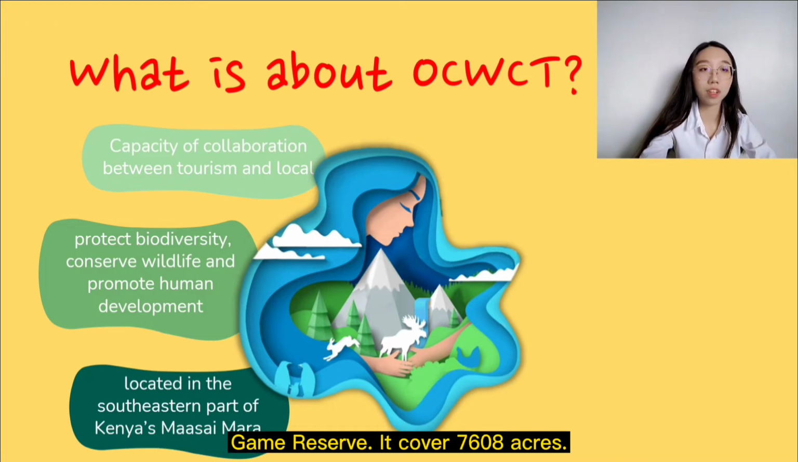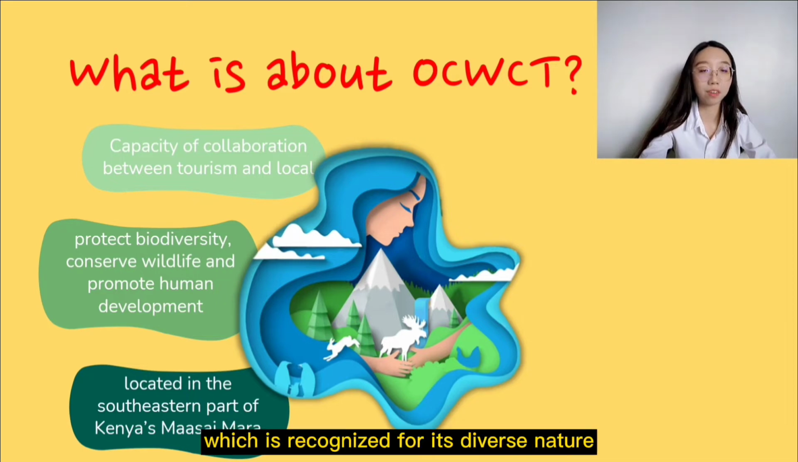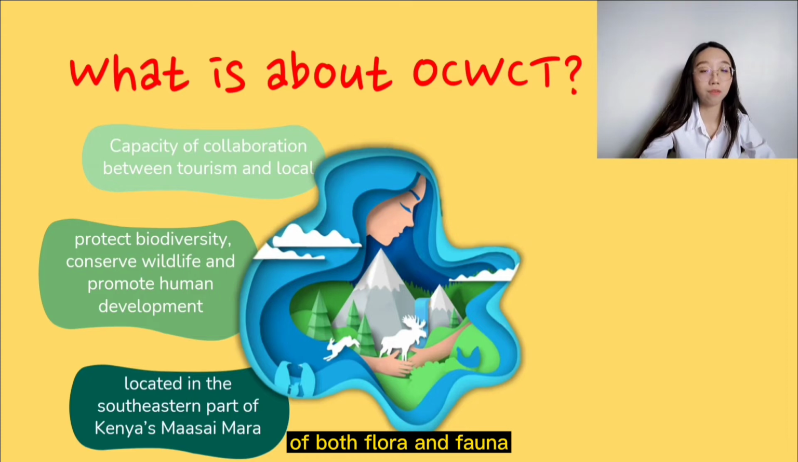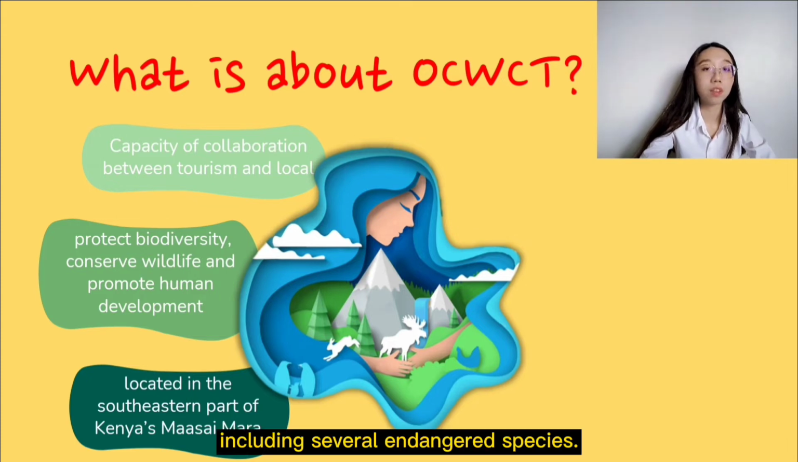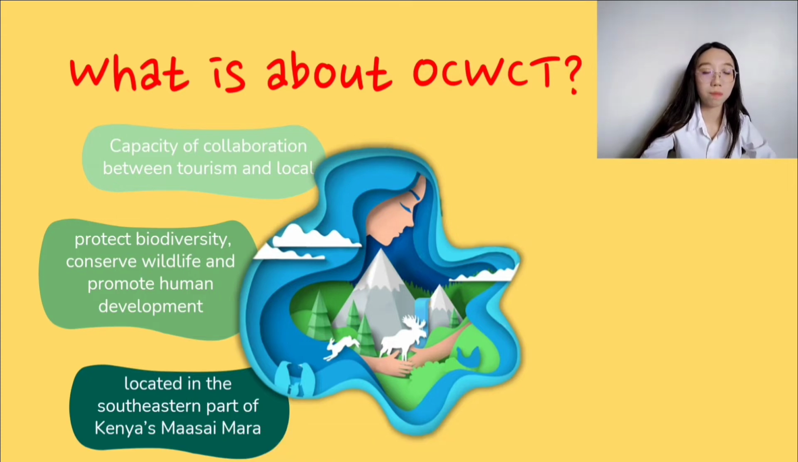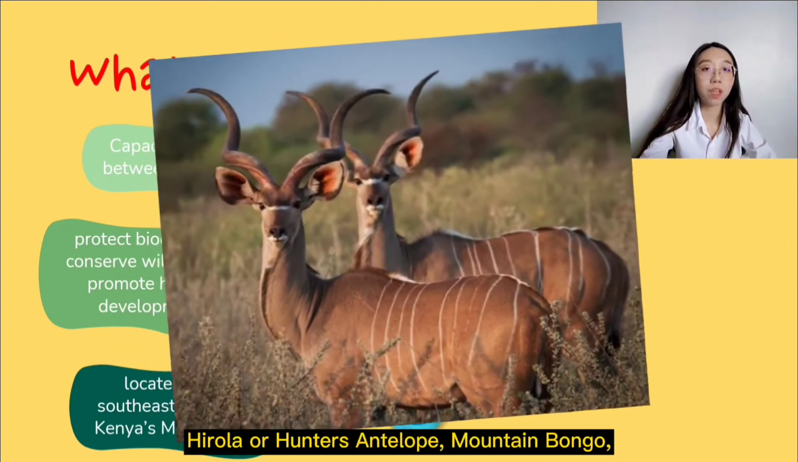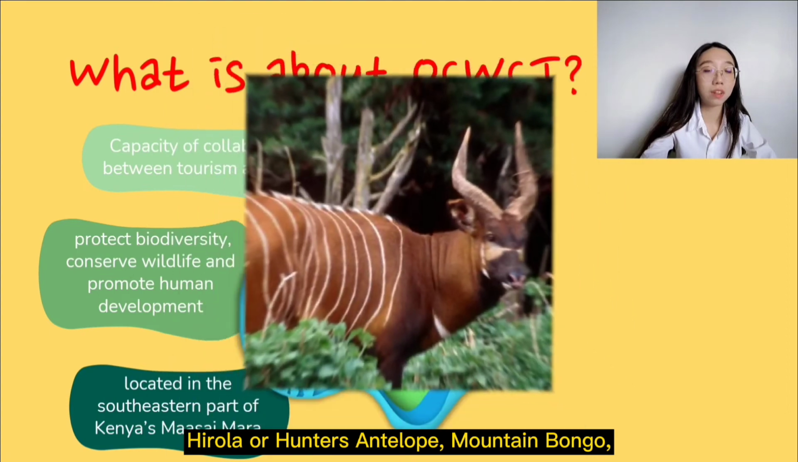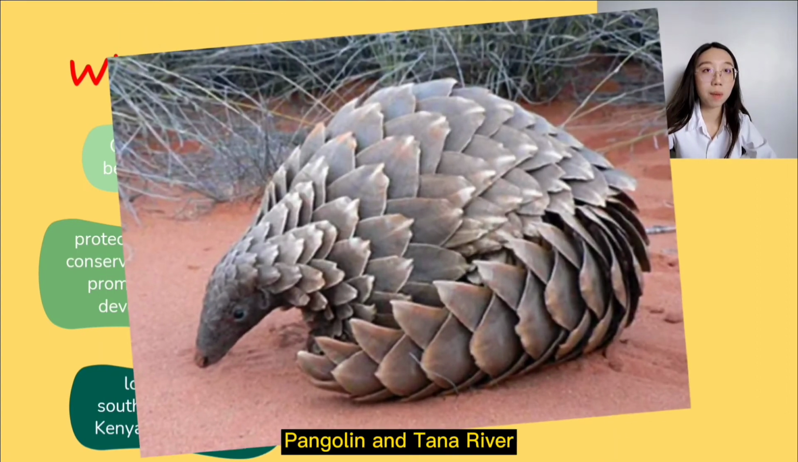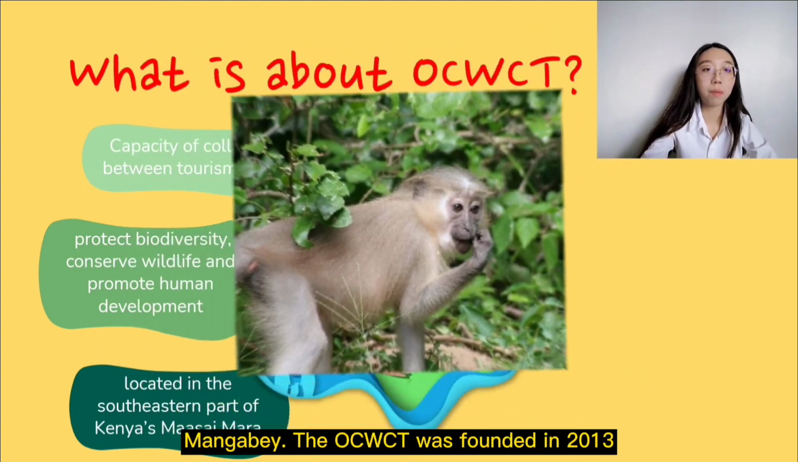It covers 7,608 acres. The Maasai people live in the area, which is recognized for its diverse nature of both flora and fauna, including several endangered species. For example, black rhino, Grevy's zebra, lesser kudu, hirola or Hunter's antelope, mountain bongo, pangolin, and Tana River mangabey.